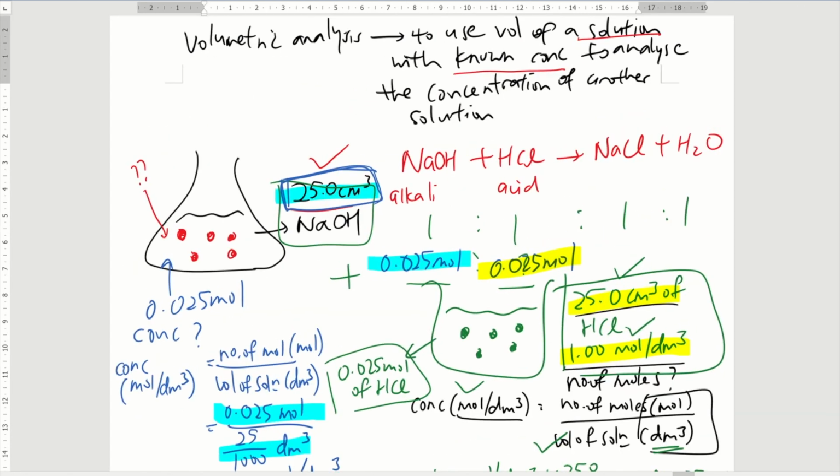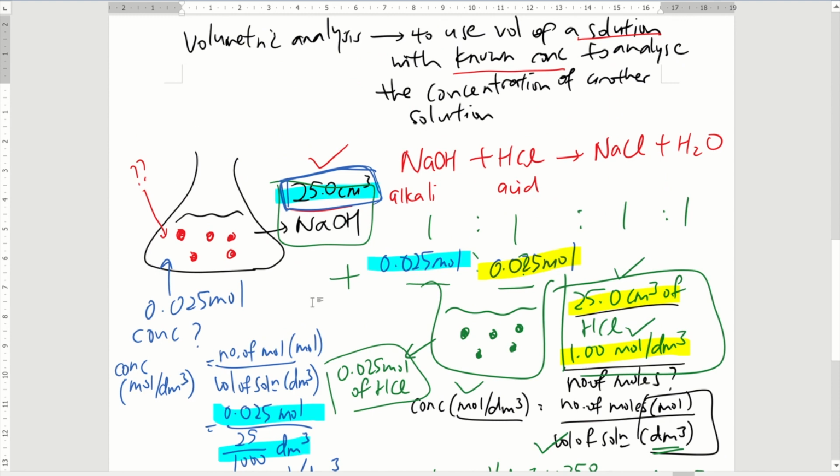For volumetric analysis, I'm supposed to find out the unknown concentration. So I need to have a solution that has known concentration and volume. My question to you then is, how do I know this acid is 25 cm cube? From here I gave you, but in reality, how do I know it's 25 cm cube? I know the concentration, because I need to have one solution with known concentration, but how do I know this is 25 cm cube?